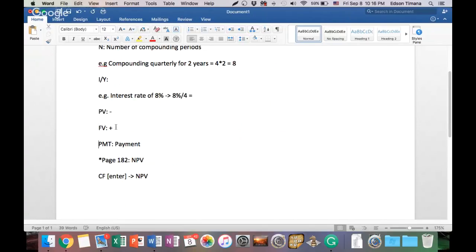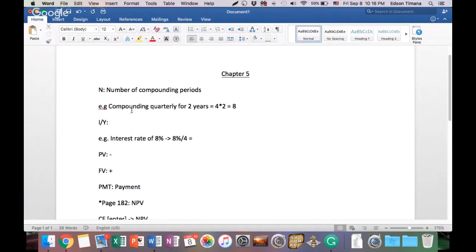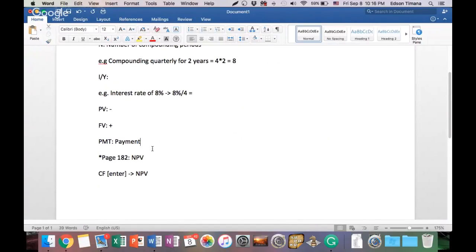Okay, with PMT on your financial calculator, I use the TI Texas Instruments BA II Plus Professional, and the PMT key just stands for payment. So that comes in handy whenever you want to put in a couple of payments, and then if you want to put in a couple of payments for a certain amount of years, then you would go back to N and so forth and so forth.